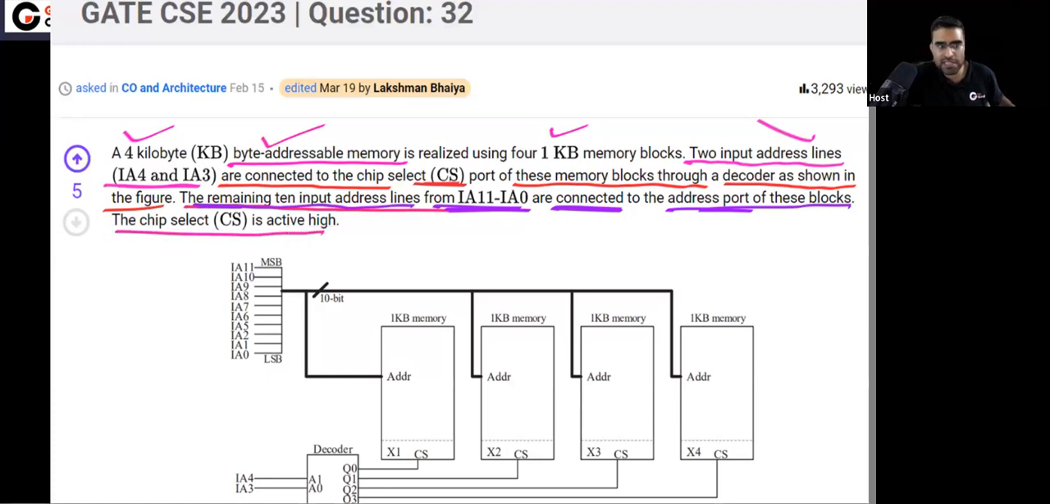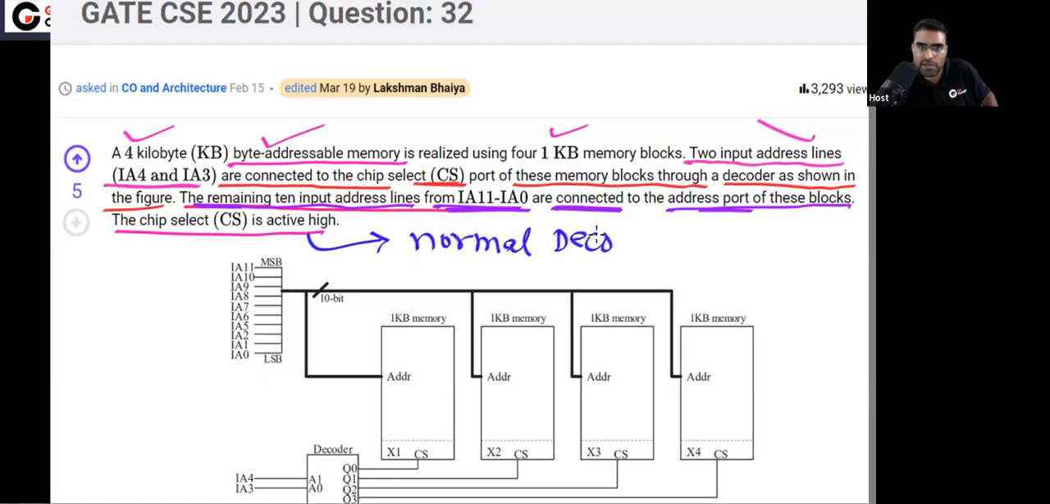Tell me, when chip select is active high, which decoder do we use? You can see in this question it is given that chip select is active high. Then which type of decoder do we use? We use a normal decoder, right? Look at the diagram. Are we using a normal decoder? Yes. We are not using an active low decoder. We are using a normal decoder.